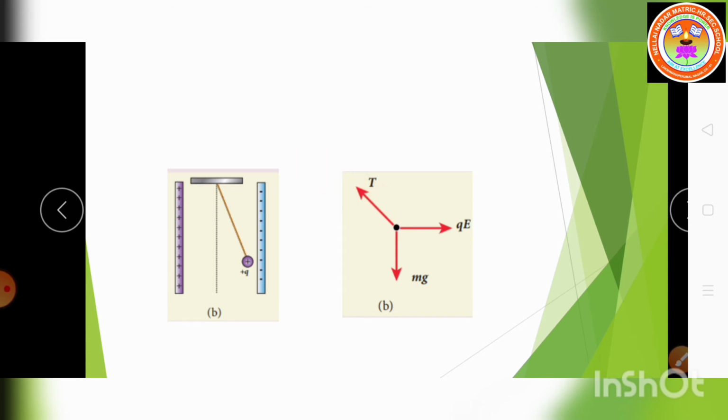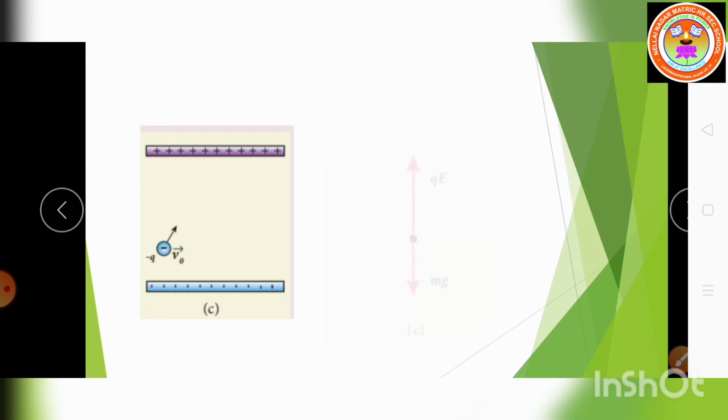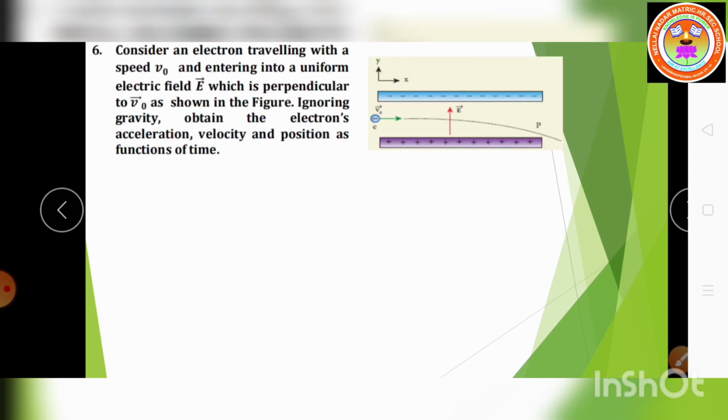Next, come to the next diagram. Here we consider one positive plate and one negative plate, and we take one negative charge. The negative charge is attracted towards the ground by the gravitational force, that is mg. Now this negative charge is attracted to the positive charge of the plate. So it experiences a force, which we take as QE, acting in an upward direction. Understand, children? Next, come to problem number 6.